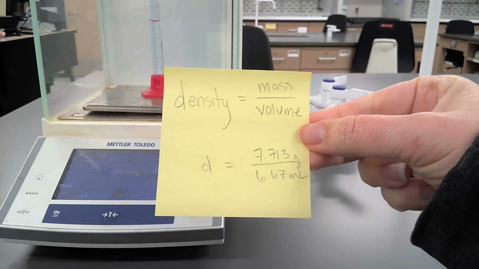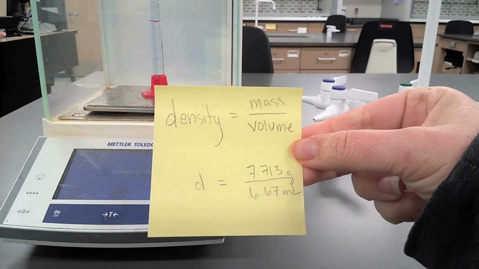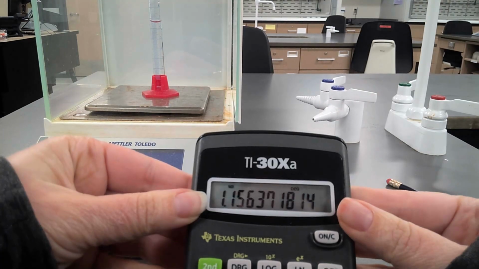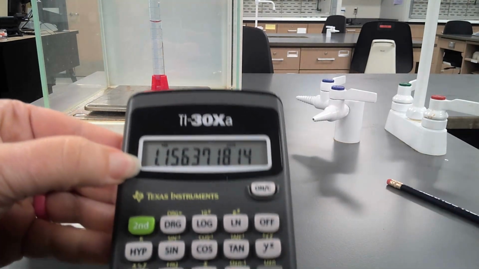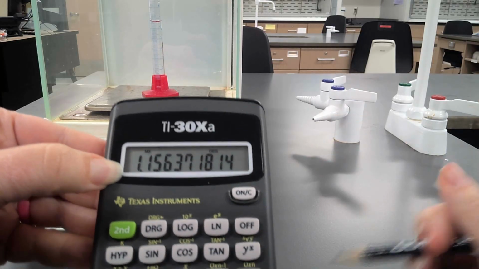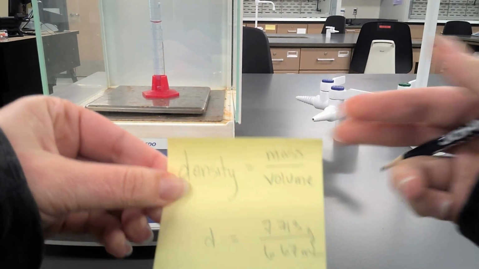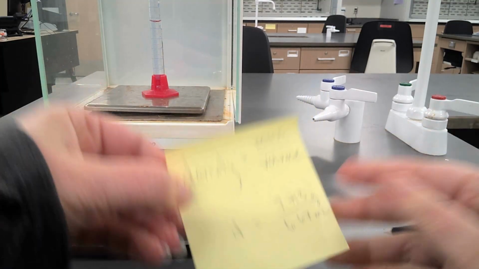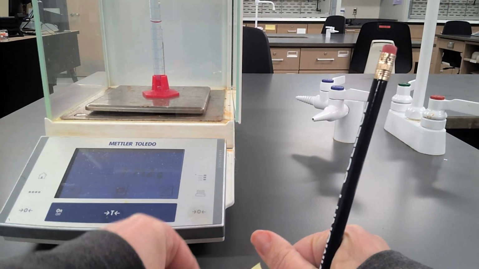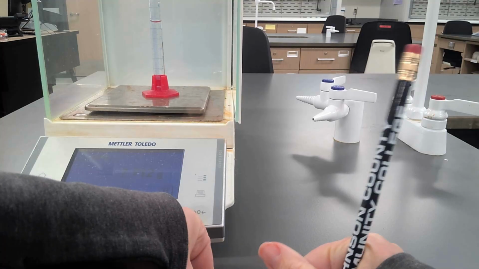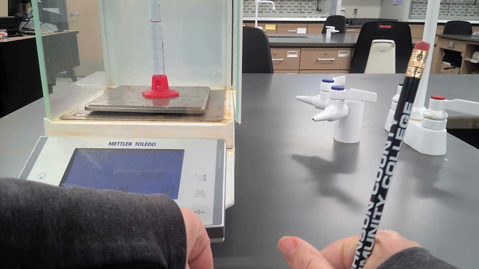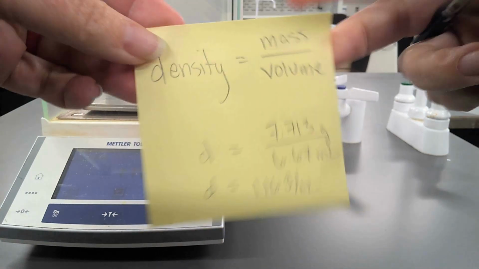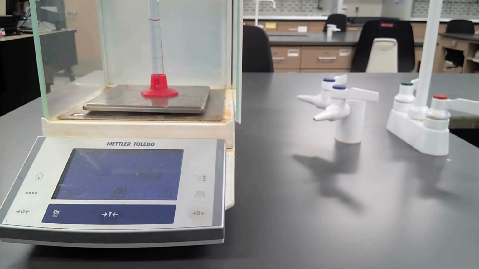So now I have that my density is going to be 7.713 divided by 6.67. And I'll go ahead and grab my calculator and work that out. I put it in my calculator and I got a density of 1.56371814. I need to round to three significant figures because my lowest number of significant figures is my volume, which only had 3. So I'm going to round my density to three significant figures, giving me a density of 1.16, and the units are grams per milliliter because I took grams and divided it by milliliters. All right, so now I have my density, 1.16 grams per milliliter.